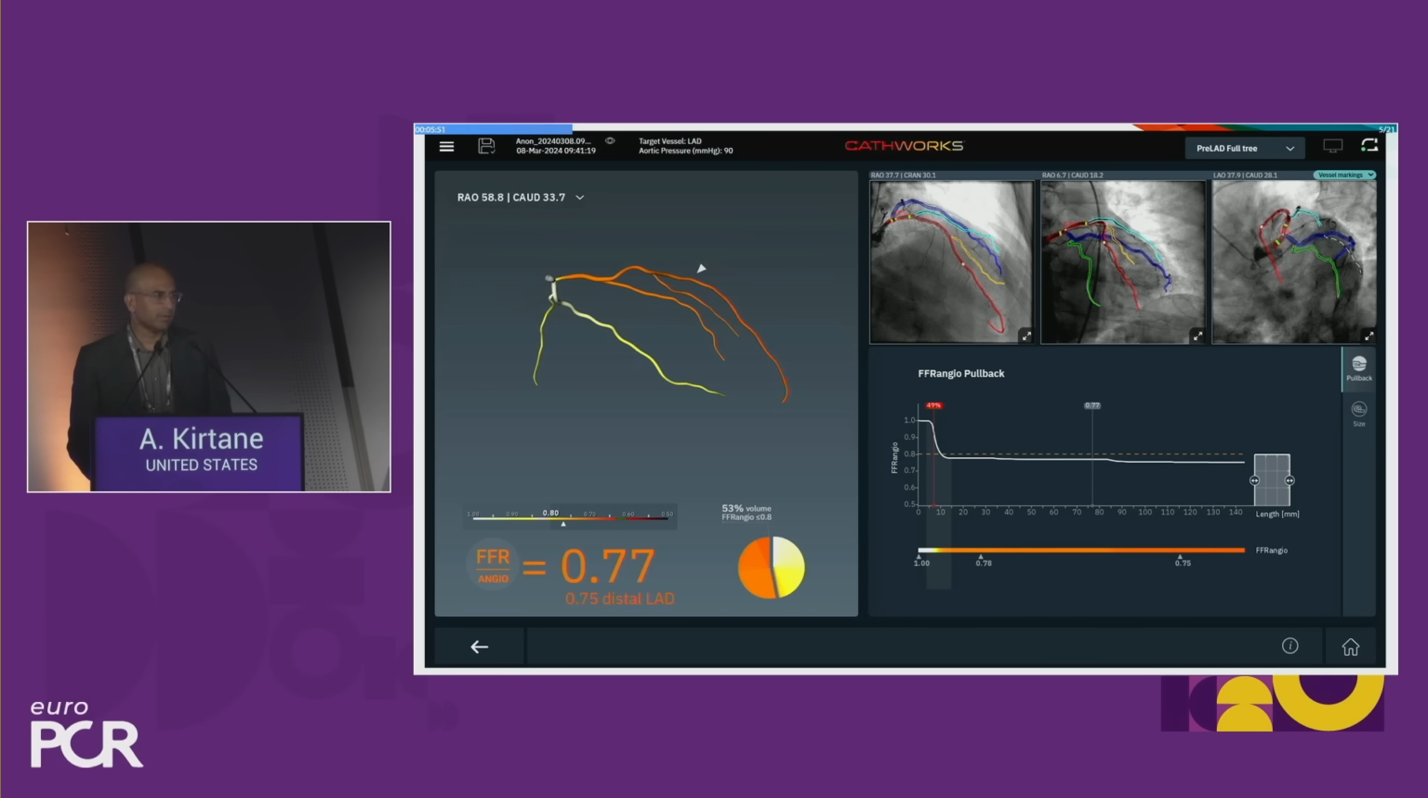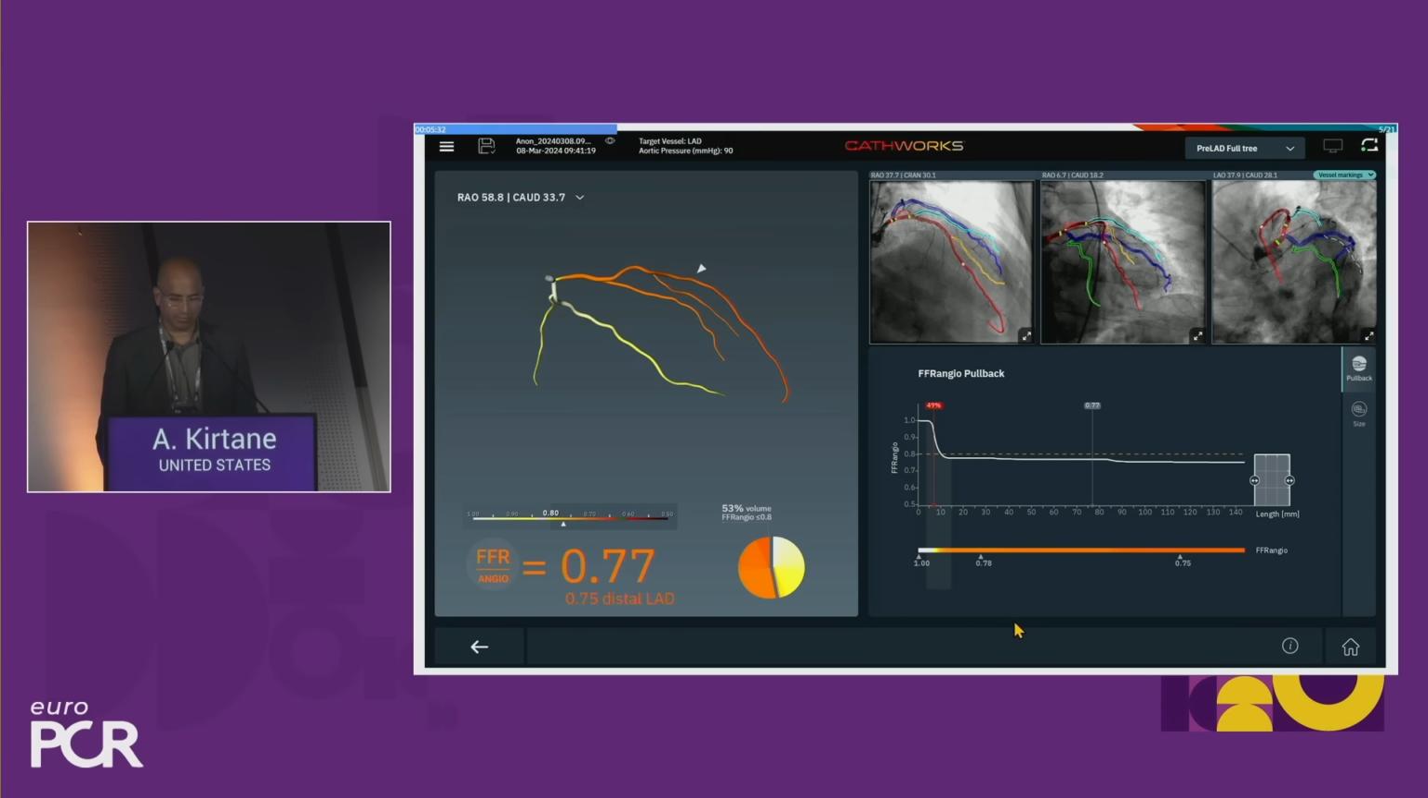One of the things with physiology is it's all great to talk about, but there is an advantage to doing it with an angiography-based system because it doesn't require you to wire with wires that are not really designed expressly for wiring. So this is the LAD. I think it looks ischemic, so it confirms what's going on.